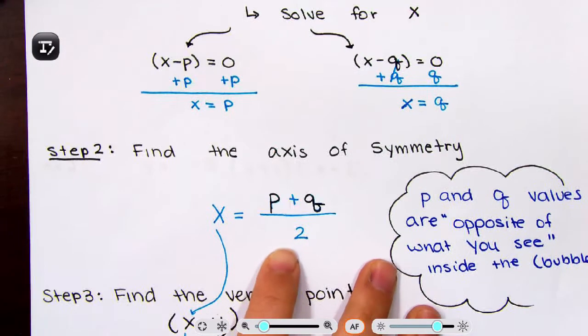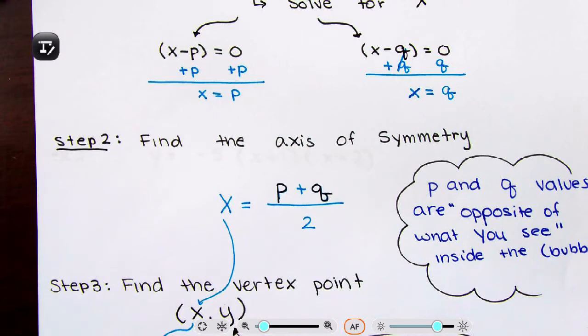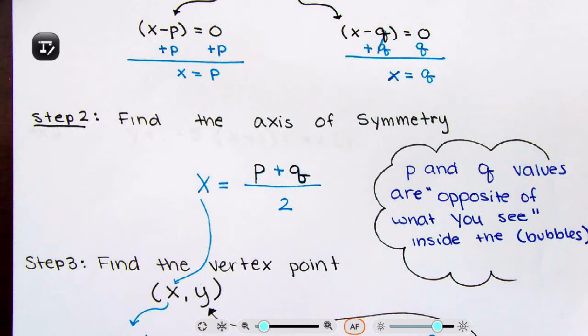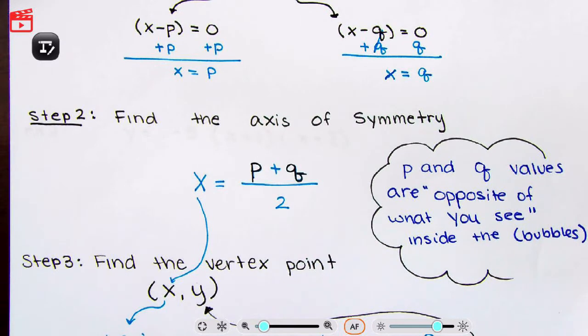For step number 2, you're going to find the axis of symmetry. Now, it's different than your standard equation. Your axis of symmetry is: you take those two numbers, add them together, and then divide by 2. For your two numbers, it's always opposite of what you see. So make sure that if it's inside the parentheses, you take the opposite of the number you see. Again, if you see a positive 3 inside the parenthesis, you're actually using a negative 3 here.